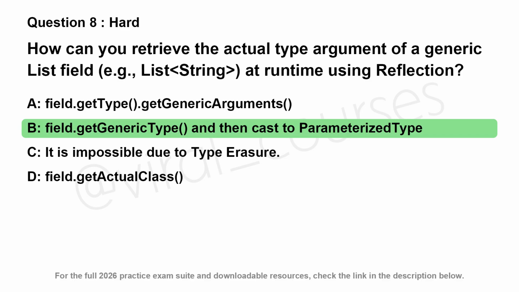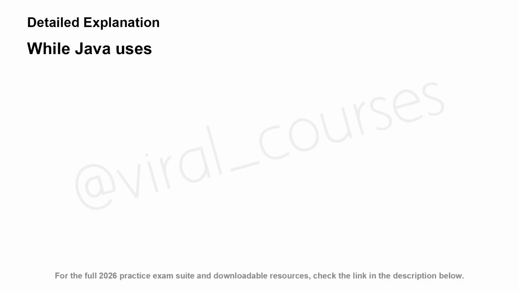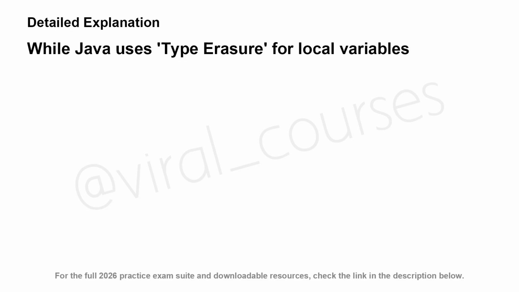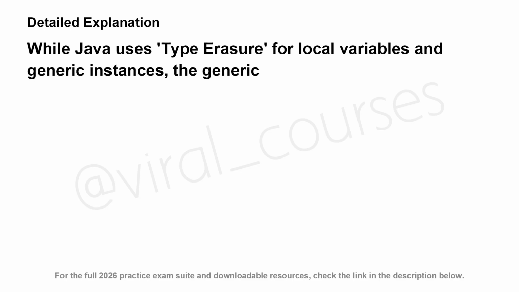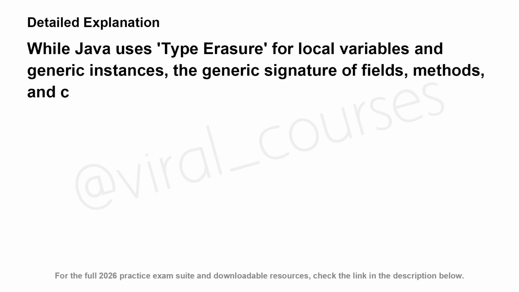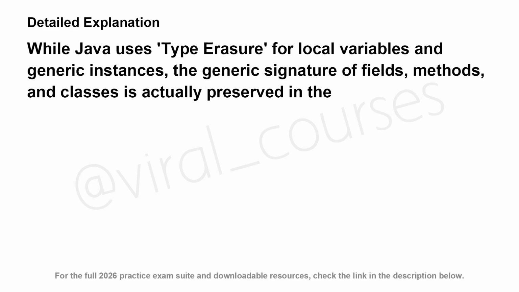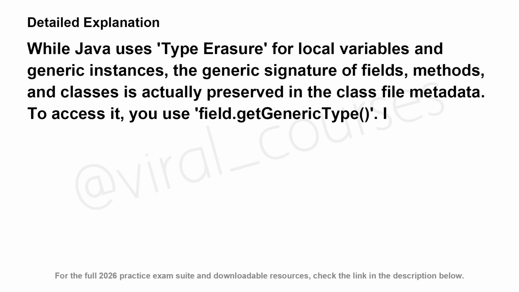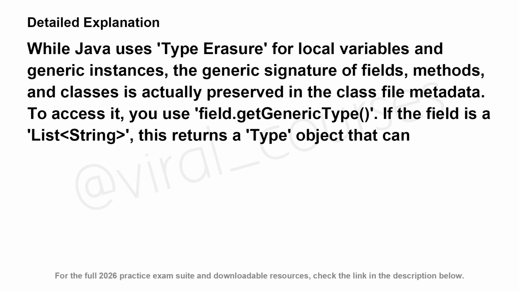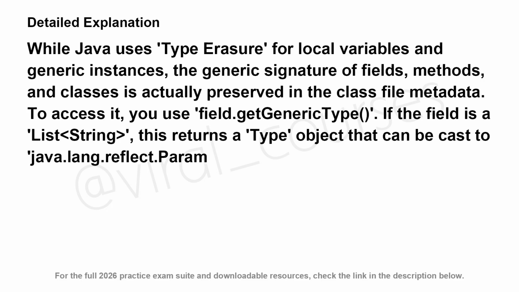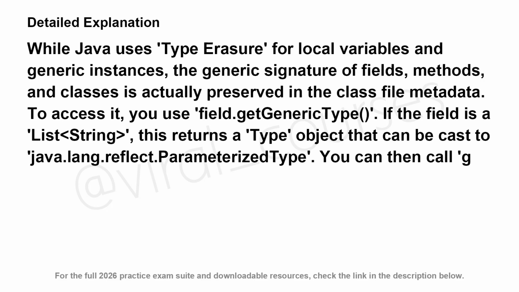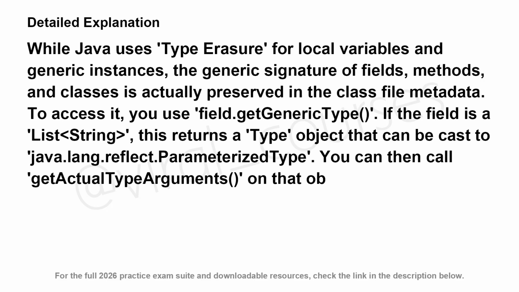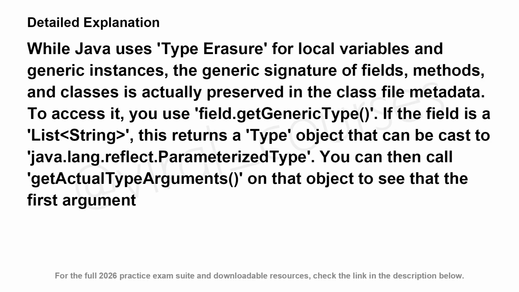The correct answer is B. While Java uses type erasure for local variables and generic instances, the generic signature of fields, methods, and classes is actually preserved in the class file metadata. To access it, you use field.getGenericType(), if the field is a List<String>. This returns a Type object that can be cast to java.lang.reflect.ParameterizedType. You can then call getActualTypeArguments on that object to see that the first argument is indeed String.class.